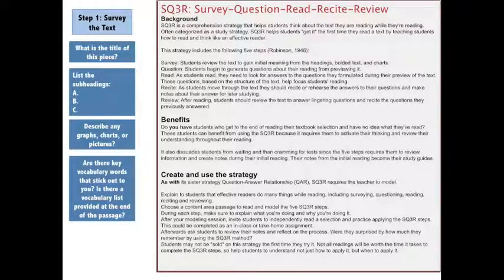And then also, are there any vocabulary words that stick out to you? Survey and see if there are any vocabulary words that right off the bat stand out to you. Or also, a lot of times in chapters, they'll give us vocabulary work at the end of the passage. Does this passage have that?